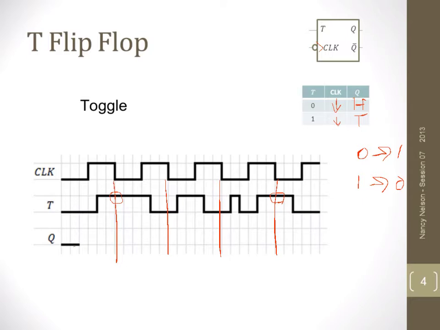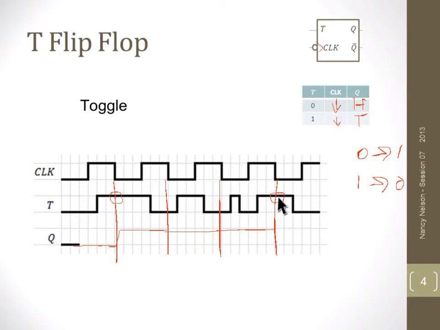We're going to start Q low, and at this first point we have a high on T, so that says toggle. Toggle means change to the opposite state, so Q is going to go high. Next sample point we have a 0, which says hold, so we're going to hold that high. Next sample point is a 0, which is a hold, so we're going to hold that high again.